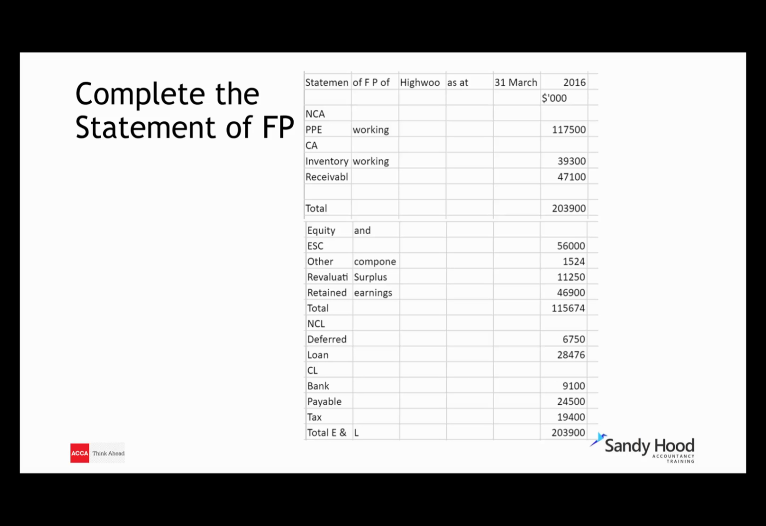The bank figure, yes, was just given to us within the trial balance. It was a credit value, so that told us it was an overdraft. And payables come straight from the trial balance. And the current tax figure, well, we worked that out. Well, we were actually told, weren't we, that it was going to be 19,400, but we did do a little account on it. So we've got the statement of financial position where it balances.